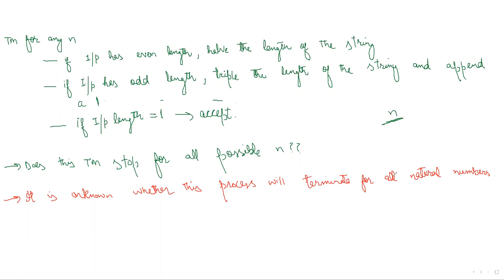It means that if we have a string, any string but a unary string, like this 1 raised to power n, then for some strings it will accept those strings. What does that mean? Accept means that by using this approach, it will reach a point where the length becomes equal to 1. And when the length becomes equal to 1, this Turing machine will go into the accept state.